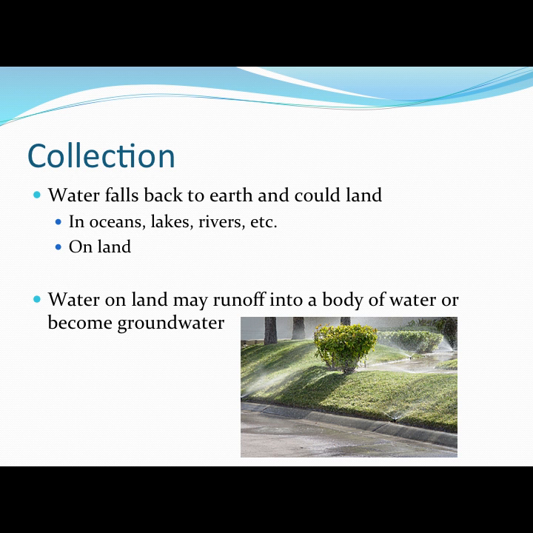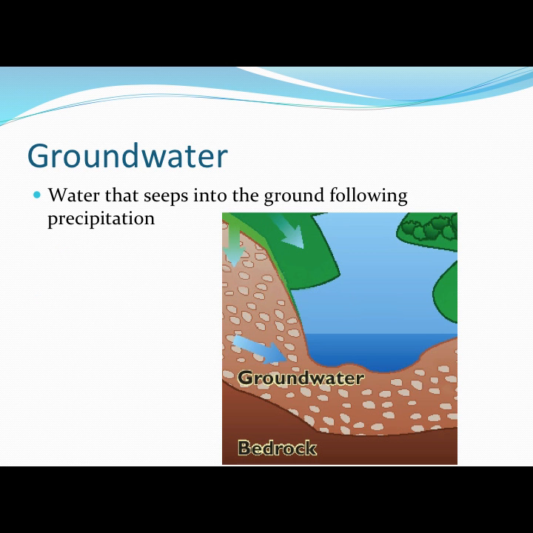The final step in the water cycle is collection. This is when water falls back to earth and collects in oceans, lakes, rivers, or other bodies of water, or collects on land. Water on land may run off the land and into a body of water, as shown in this picture, or it may become groundwater. Groundwater is water that seeps into the ground as part of collection following precipitation. The diagram shows the path of water in collection flowing into the body of water as runoff and seeping into the ground as groundwater.